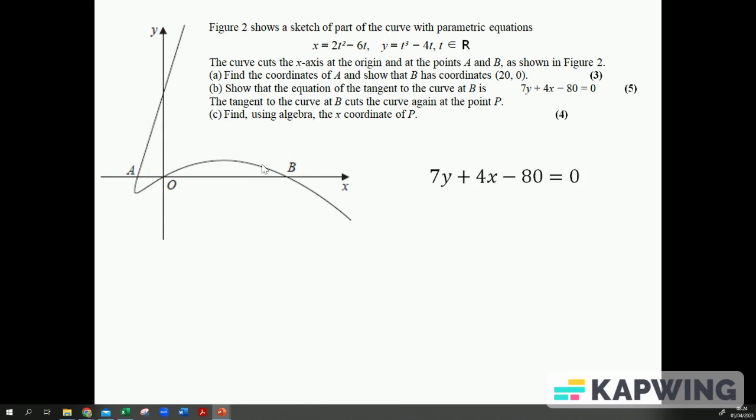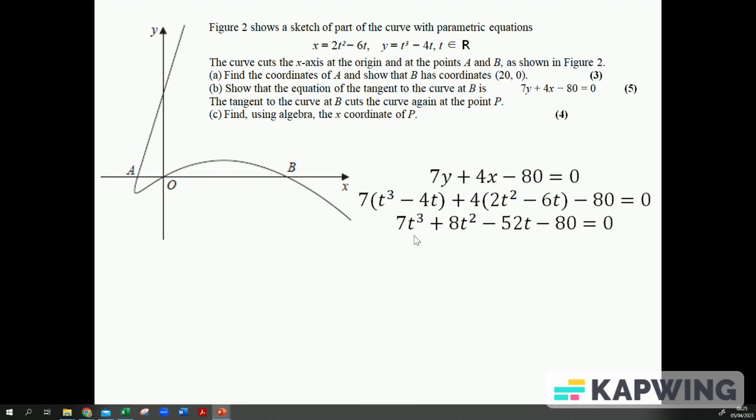Remember, P was where the tangent hit the curve again. So the easy way to do this, the best way to do this, is to replace the y and x with parametrics. So the y is t cubed minus 4t, 7 lots of that, plus 4 lots of the x parametric equation, minus 80 equals 0. If I simplify that, I've got 7t cubed, I've got 8t squared, I end up with 52t, minus 80 equals 0. Looks a bit unpleasant, but your calculator will solve it.